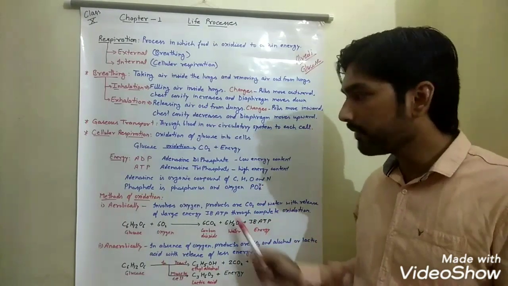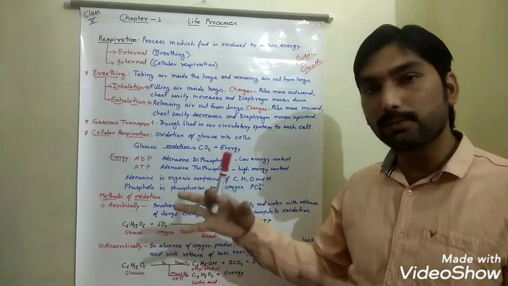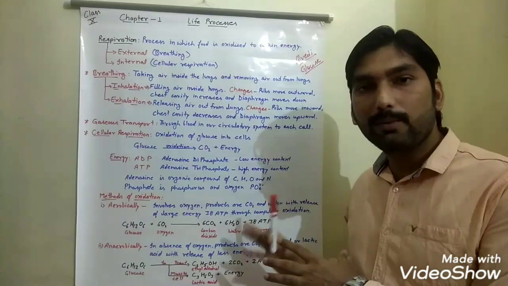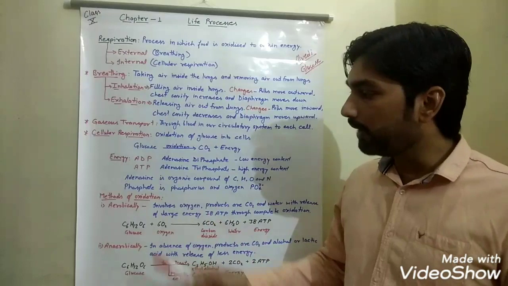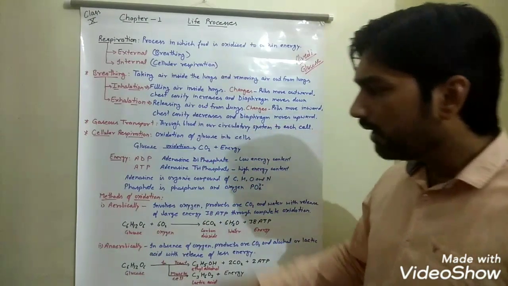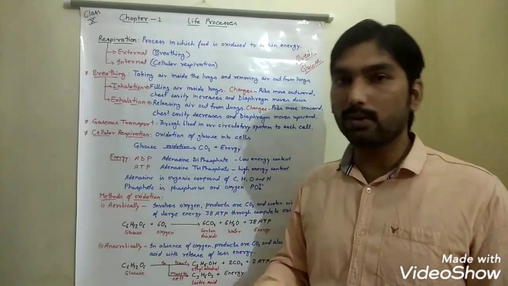38 ATP, as we have discussed here, that ATP is what? The coins for energy. So here we will see 38 ATP will be released after the breaking down of one molecule of glucose. What is anaerobic process? Anaerobic means what? In the absence of oxygen.